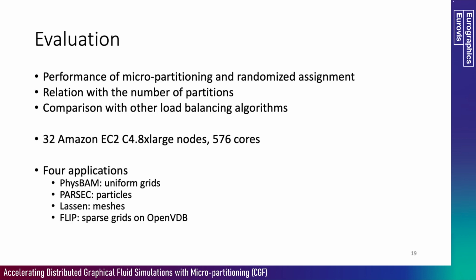In our evaluation, we examined three aspects of the scheduling algorithm. First, how much micropartitioning and randomized assignment help performance. Second, how is the performance of the algorithm related to the number of partitions? Third, how well this algorithm performs compared to other load balancing algorithms. We ran on 32 Amazon nodes with 576 cores in total. We used 4 applications with different simulation methods to demonstrate the algorithm can be generalized.